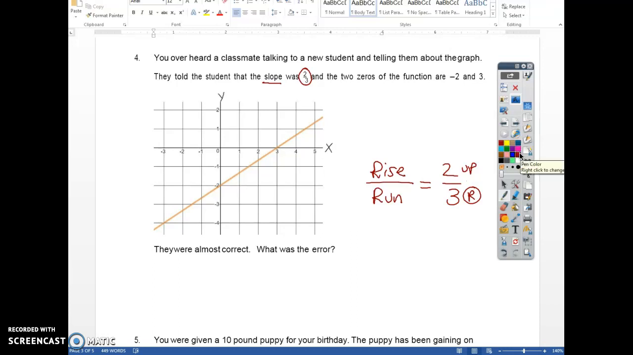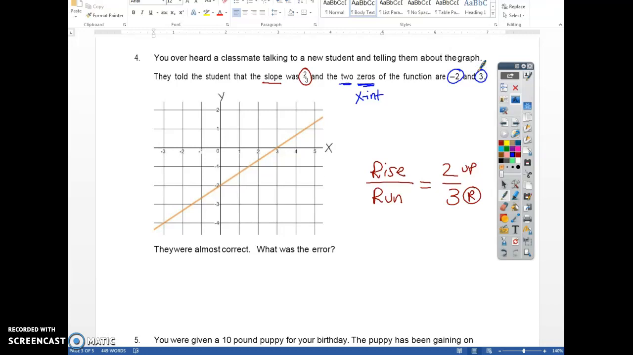And that it has 2 zeros. That this graph has 2 zeros. Remember, zeros are x-intercepts. And that those 2 zeros are -2 and 3. Is it correct or not correct?